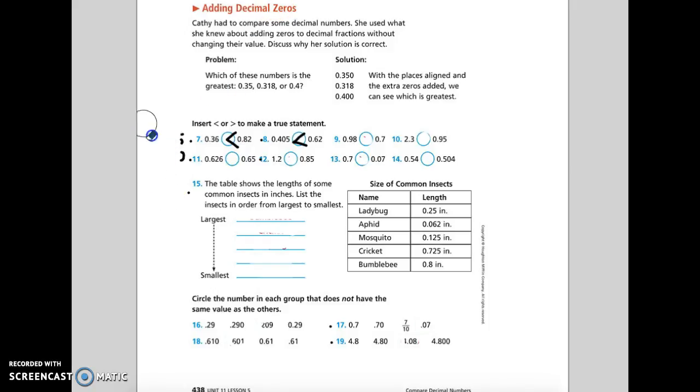All right, let's go ahead, and I'm going to have you try on your own number 11. So you're going to compare these two decimals. And I want you to tell me which one is greater than the other. All right, so I'm going to write it out. I had 626 thousandths.